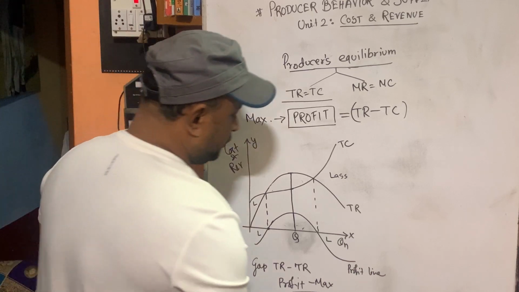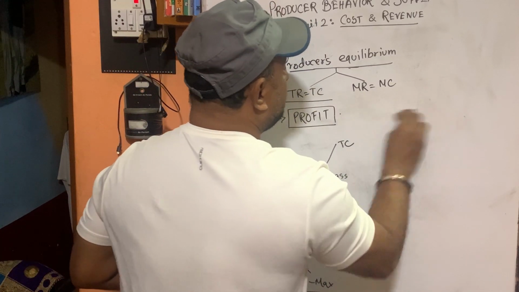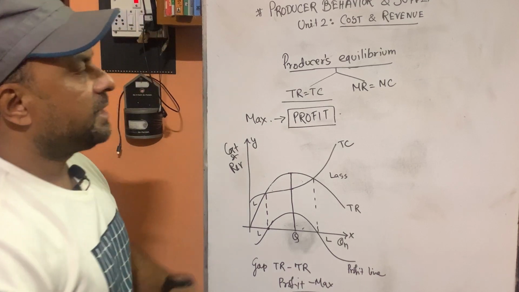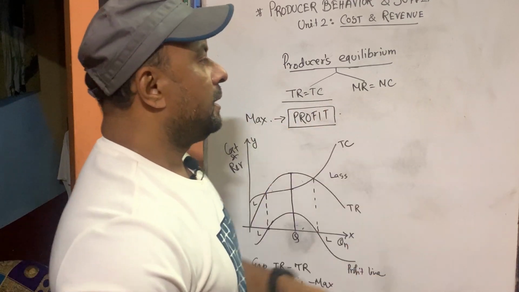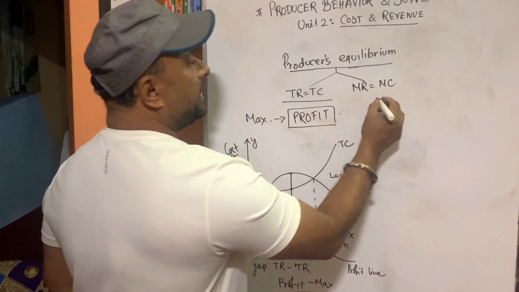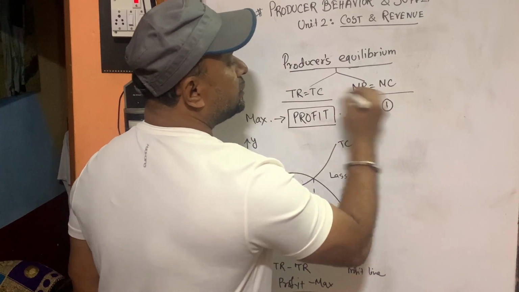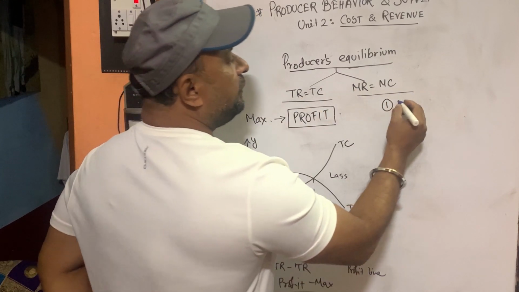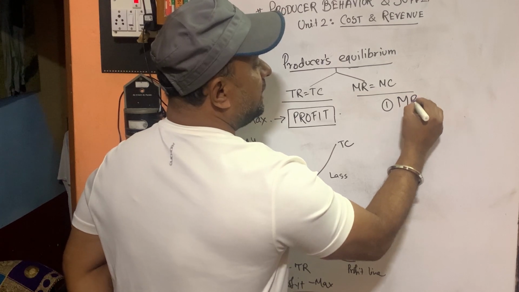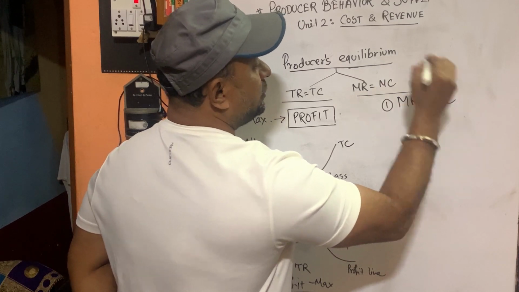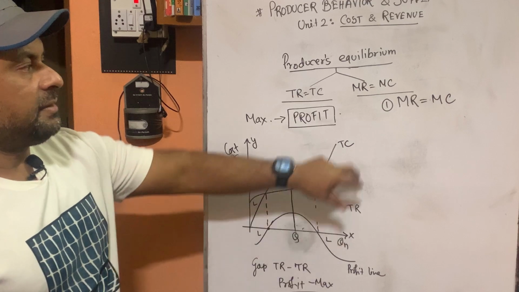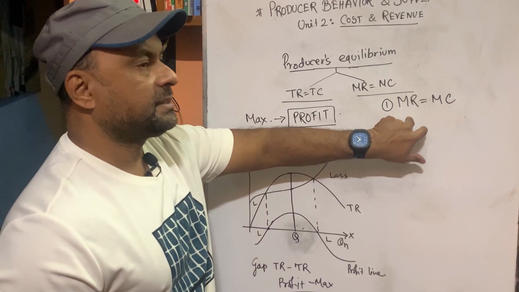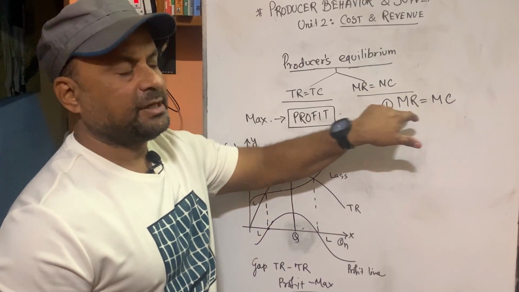Now, the MR-MC approach. According to the MR-MC approach, the producer reaches equilibrium when he can satisfy the following two conditions. First condition: at the level of equilibrium, marginal revenue and marginal cost must be equal. This is our necessary condition. MR and MC must be equal.